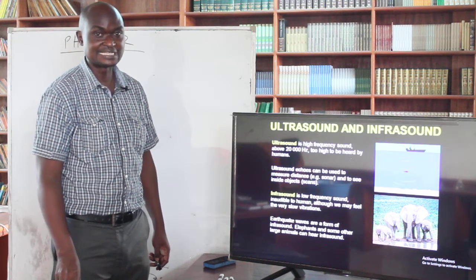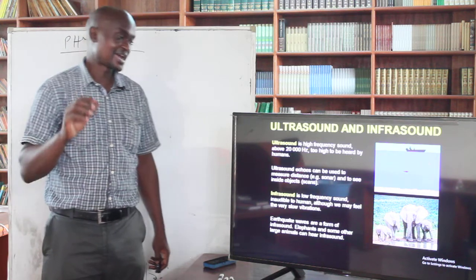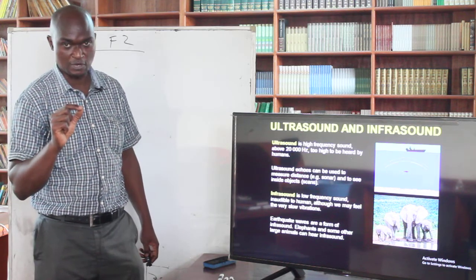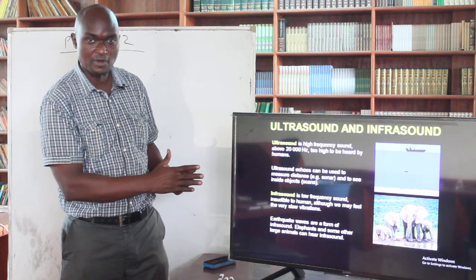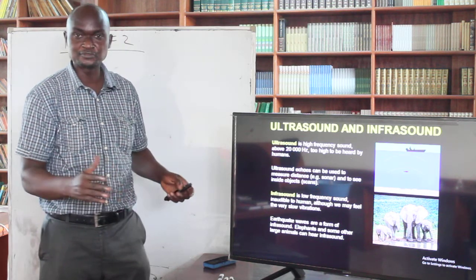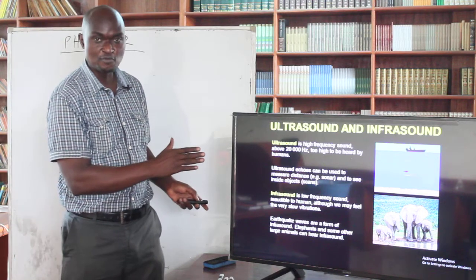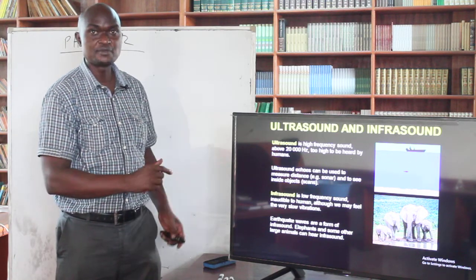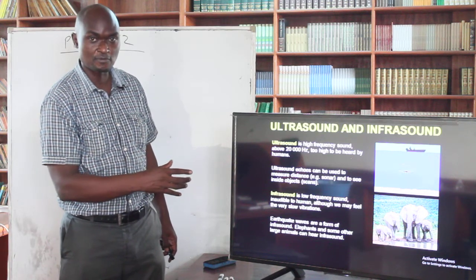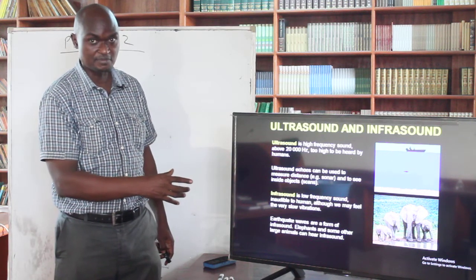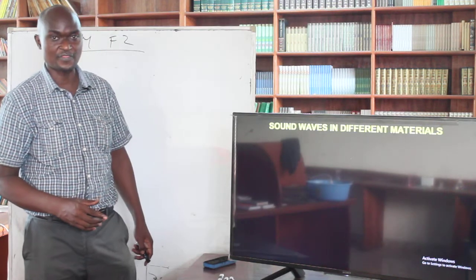Also, elephants and some other large animals can detect infrasound. And that's why you probably have heard that before earthquakes or tsunamis occur in places, some animals will move from the danger area because they can perceive the very low frequency sound that comes from earthquakes before it actually hits the earth.